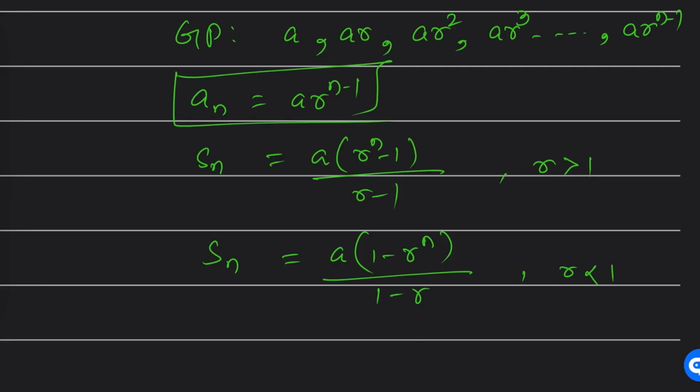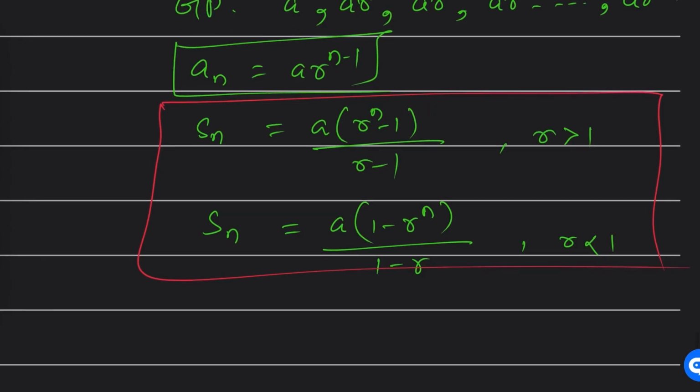You can write any one of them, and if a negative sign is coming, no problem. You can change the orientation: the negative sign from upside to downside, and the negative will be cancelled. So no need to worry. You can remember either of the formulas.